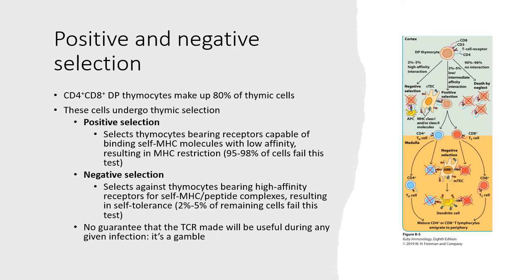So our double positive cells, this is 80% of the thymocytes. The vast majority of them make it to the double positive stage and undergo thymic selection. So you've made this big, vast pool of cells. They've been through a few rounds of mitosis. You've got several thousand copies of these things at this point. That's 80% of the cells in your thymus. For the thymocytes, the first step is positive selection. This is where you select for the double positive thymocytes that have receptors that are capable of binding self-MHC molecules with at least low affinity.